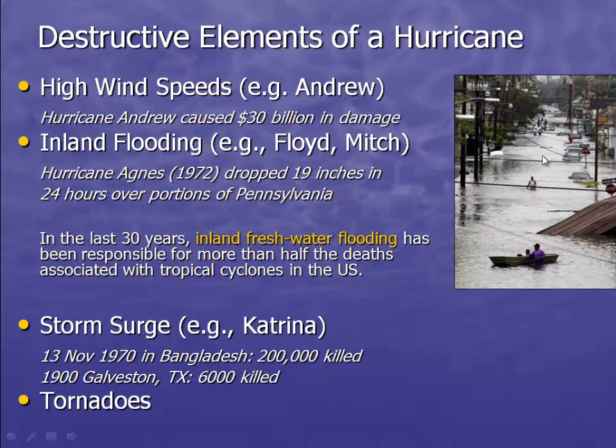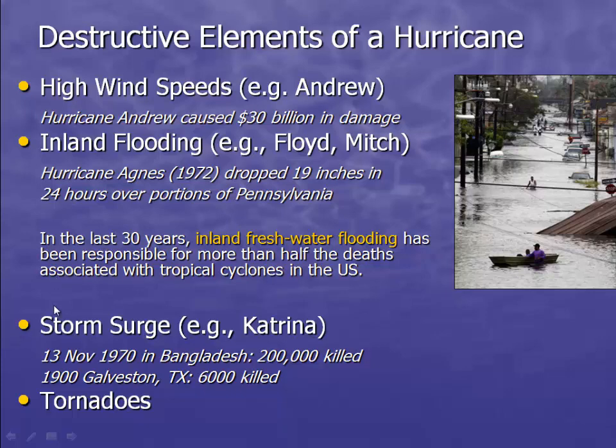In the case of Hurricane Katrina, widespread flooding caused rapid transport of bacteria and waterborne illnesses that also caused fatalities. So inland freshwater flooding is something to be very serious about.